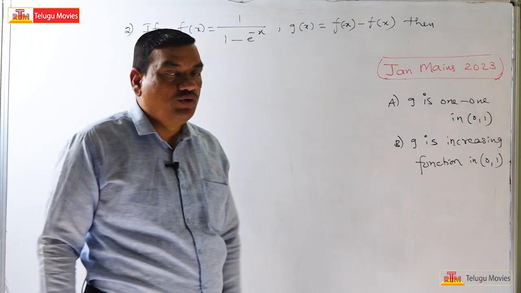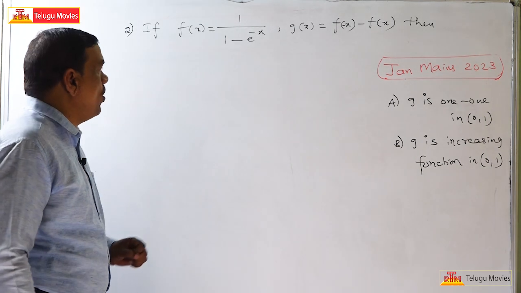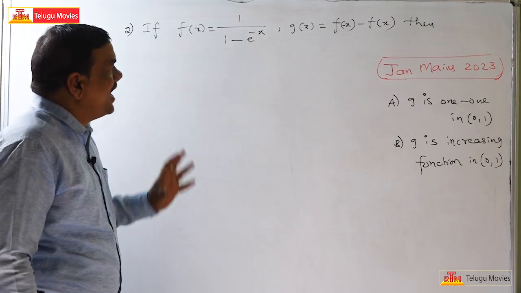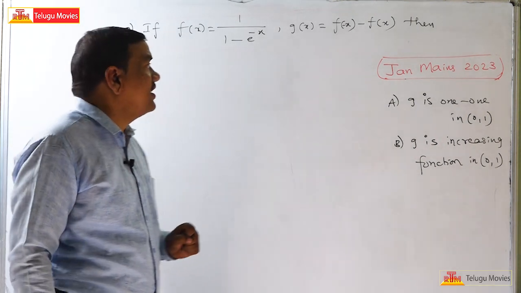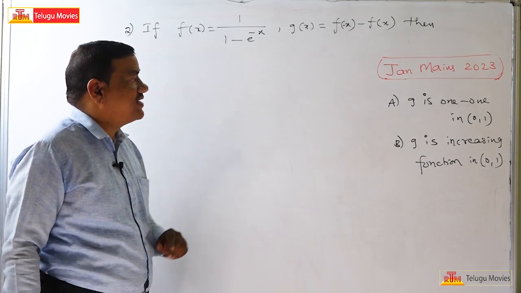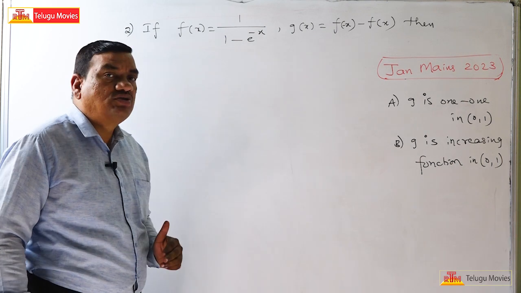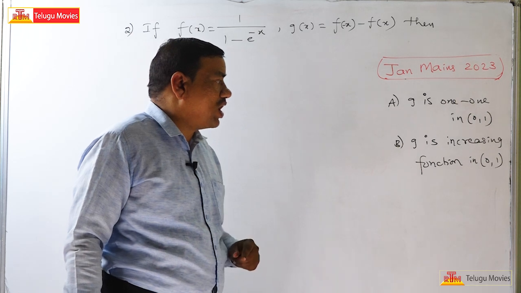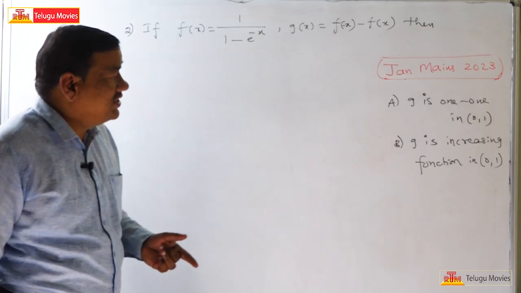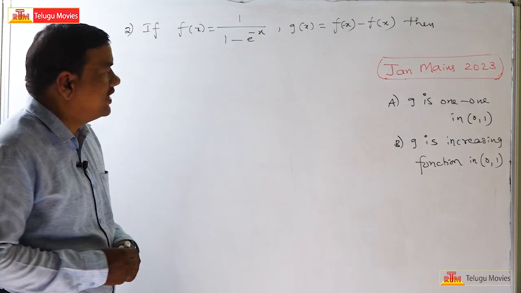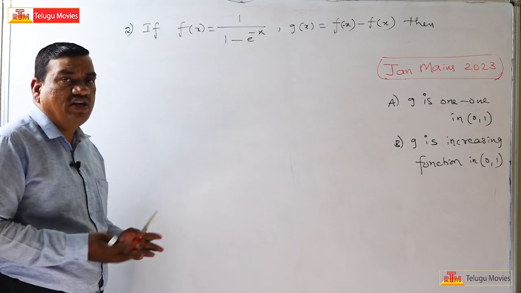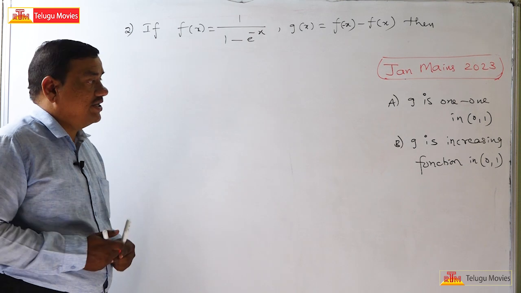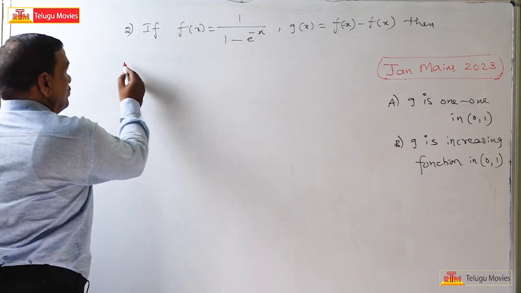Hi students, welcome to this problem. So it is given that f of x is equal to 1 upon 1 minus e power minus x, and g of x is another function, f of minus x minus f of x. Then here two options are available: we have to check whether g is a 1 function in 0 comma 1, or g is an increasing function in 0 comma 1. So let us check. We will find out the g of x function. Let us check whether it is a 1 or increasing function. So let us see the solution.